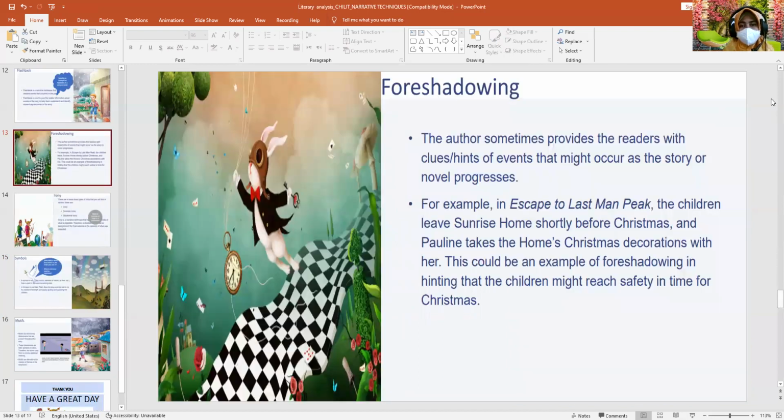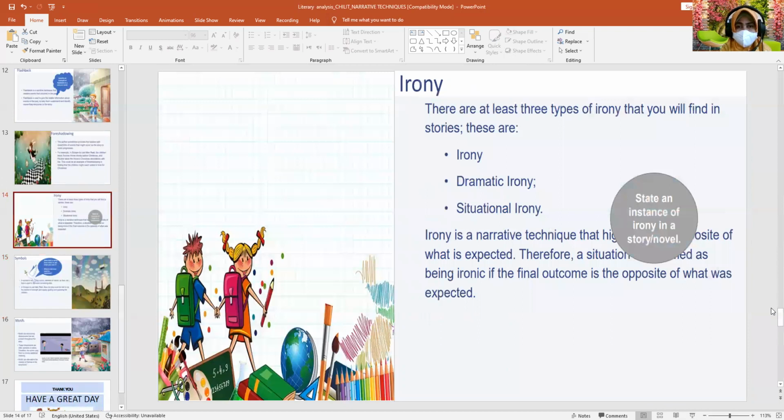The next device in narrative technique is foreshadowing. In foreshadowing, the author sometimes provides the readers with clues or hints of events that might occur as the story or novel progresses. Okay. And the next device is irony. There are at least three types of irony that you will find in stories: verbal irony, dramatic irony, or situational irony. Irony is a narrative technique that is mostly used for social issues in literary works. Okay.